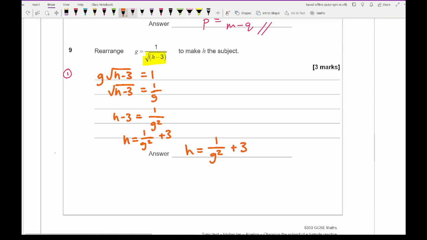Now another way of doing this is to take the 1 over, so I end up with 1 over g equals root h minus 3, and then you're in the same position as you were here, and then you can get your answer. So it's entirely up to you which method you go, but hopefully you do get the correct answer of h equals 1 over g squared plus 3.